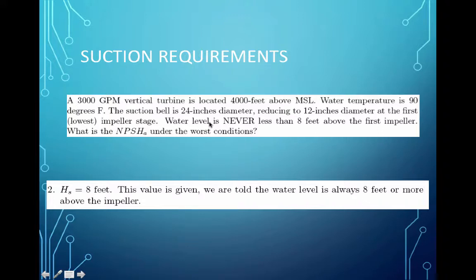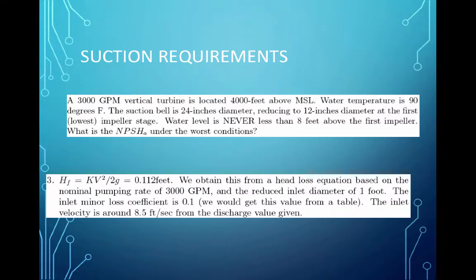Next, we want to determine the suction height. In this case, the value was given. We're told the water level is 8 feet or more above the impeller. Next, we want to determine the head loss due to friction in the suction side. The only thing I've included here is the minor loss from the suction bell transition, so K V squared over 2g. We obtain this from the head loss equation based on the nominal pumping rate of 3,000 gallons per minute and the reduced inlet diameter of 1 foot.